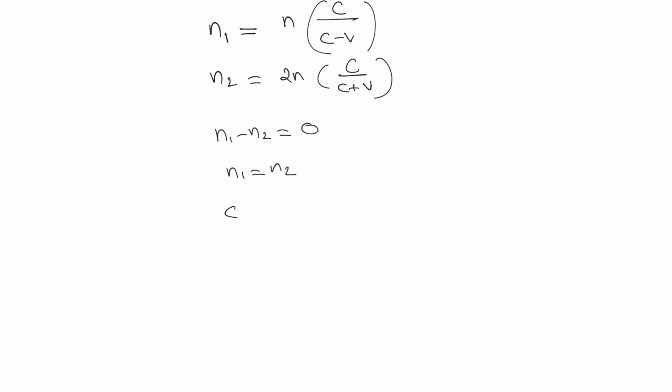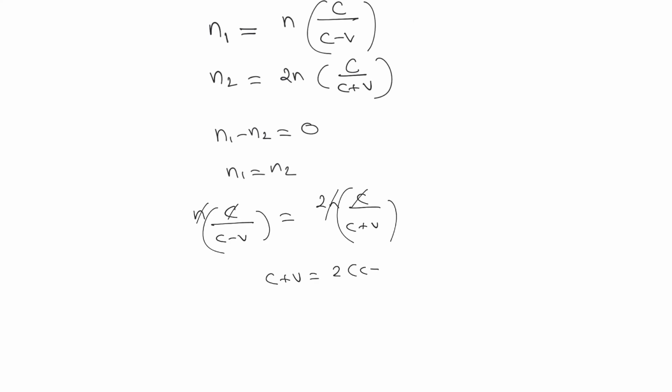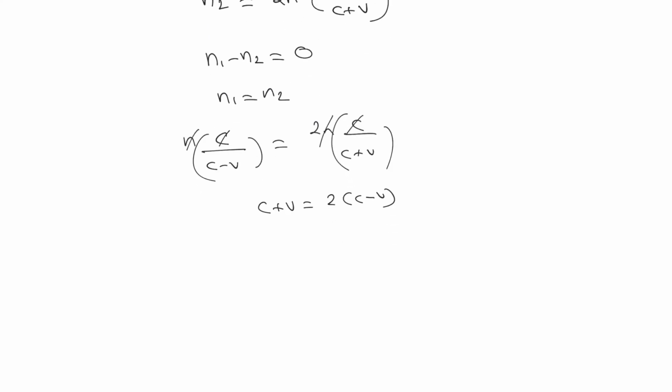So we can write n into c divided by c minus v is equal to 2n into c divided by c plus v. So we can cancel the n and the c. So we can write c plus v is equal to 2 times c minus v, or c plus v is equal to 2c minus 2v, or you can write 3v is equal to c, or the value of v is equal to c by 3.